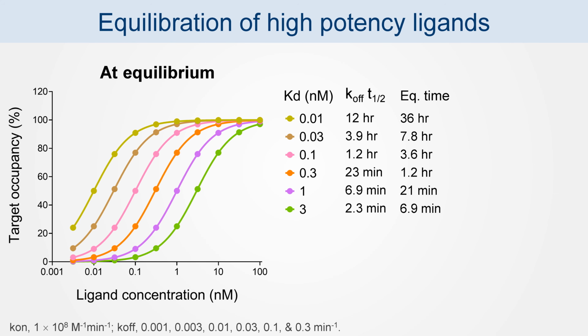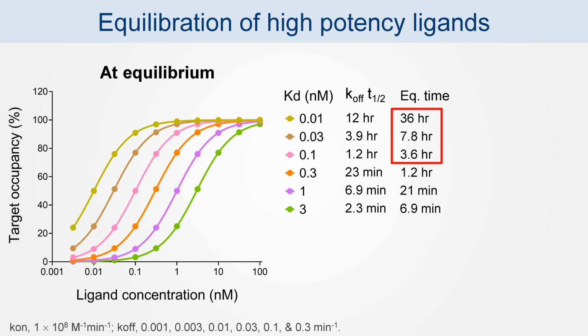Here we have some simulated target occupancy data for a series of compounds with a range of affinity. In this graph, we assume the assay is at equilibrium. We have some potent compounds here, with the KD going all the way down to 0.01 nanomolar, which is 10 picomolar. This high affinity is a result of a slow dissociation rate. For example, the highest affinity compound here has a dissociation half-time of 12 hours. This means the highest affinity compounds take a long time to equilibrate, as you can see here.